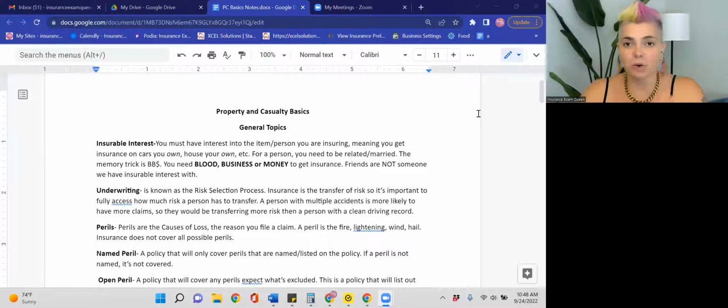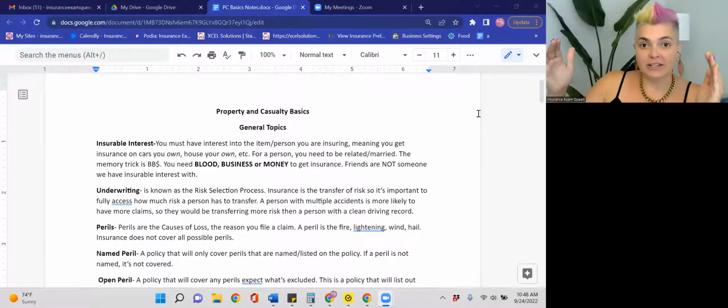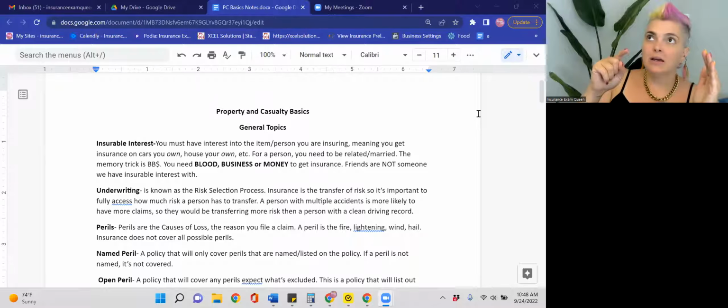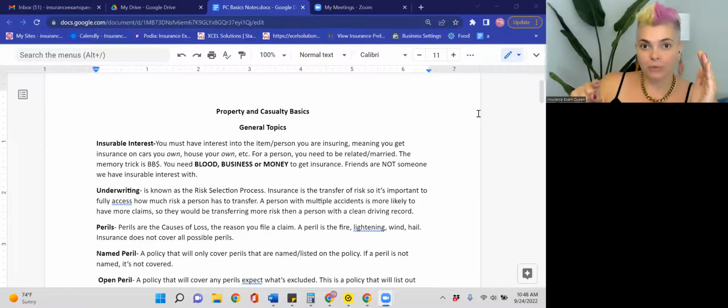Now, this can show up as a question a few different ways. What is insurable interest? You have to have blood, business, or money. Or they may say you have insurable interest with all of the following people except. Now, with except questions, they are asking what is not true. So when they say you have insurable interest with all of the following people except, that means that there are 4 choices there.